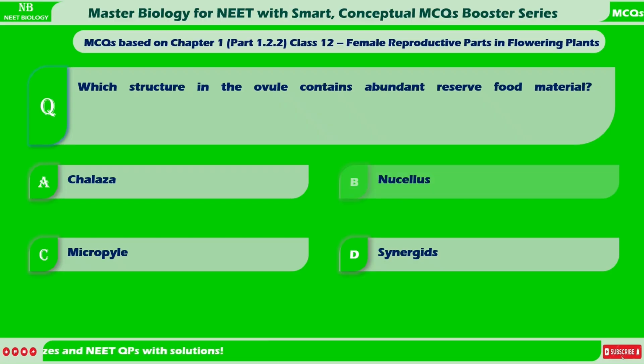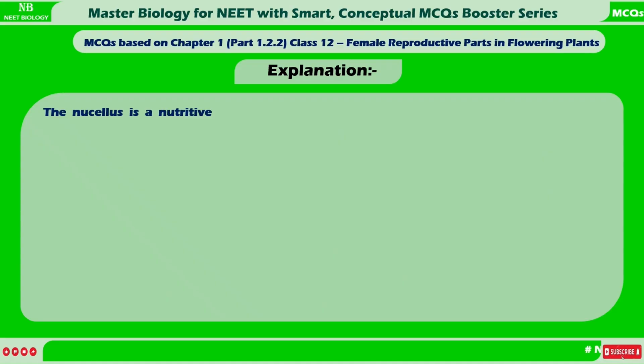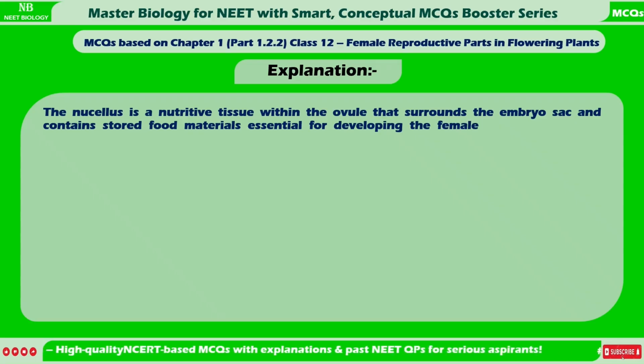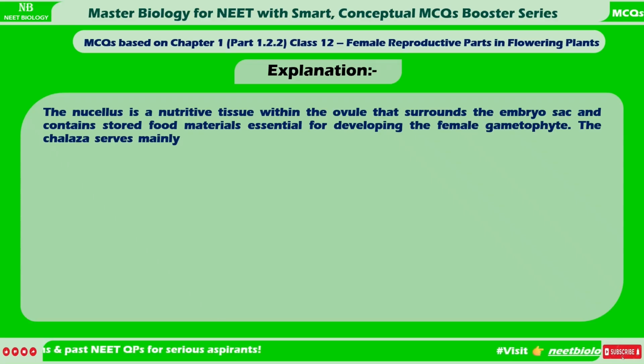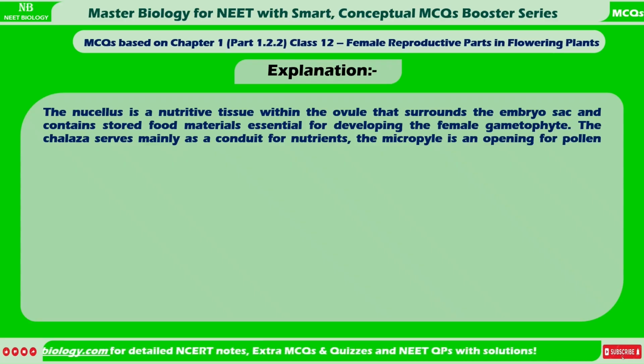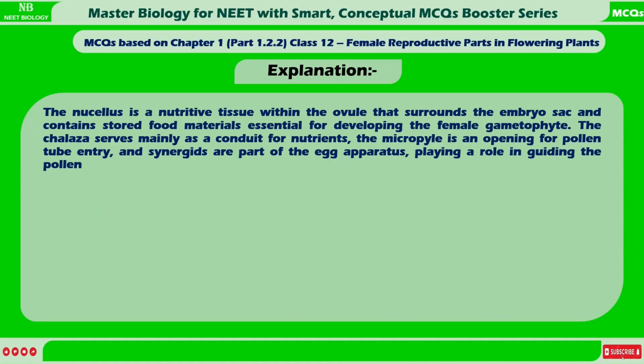Correct answer is B. Nucellus. Explanation: the nucellus is a nutritive tissue within the ovule that surrounds the embryo sac and contains stored food materials essential for developing the female gametophyte. The chalaza serves mainly as a conduit for nutrients, the micropyle is an opening for pollen tube entry, and synergids are part of the egg apparatus, playing a role in guiding the pollen tube, not in storage. Hence, only the nucellus is rich in reserve food.